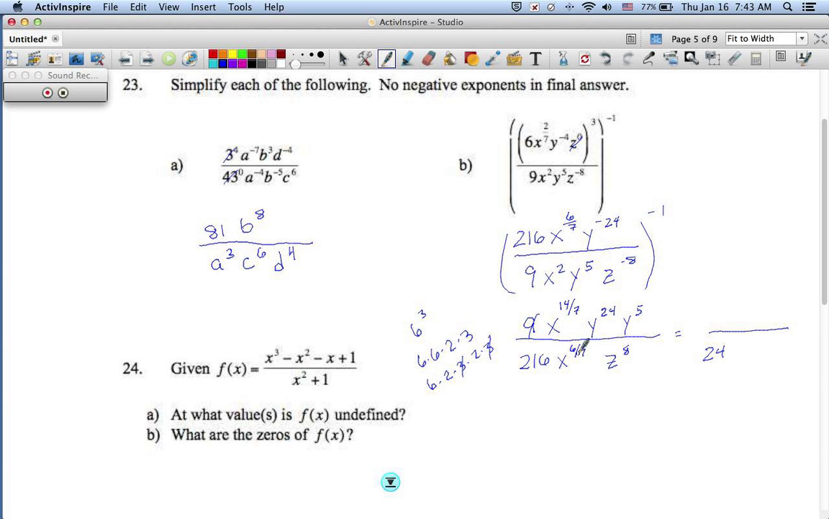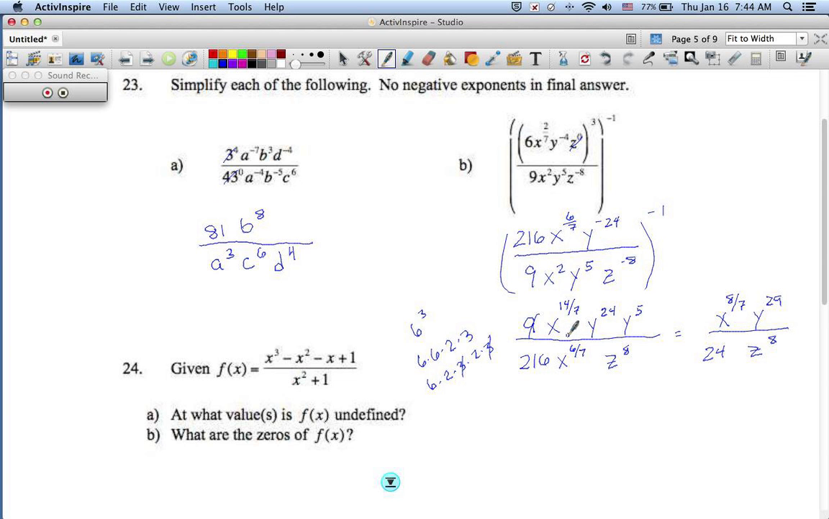Now here, this 6/7 is going to come up with a 14/7, right? And that'll become x to the 8/7. A little bit of an ugly one here. And 24 and the 5 combined to make 29. And z is all by his lonesome to the 8th.